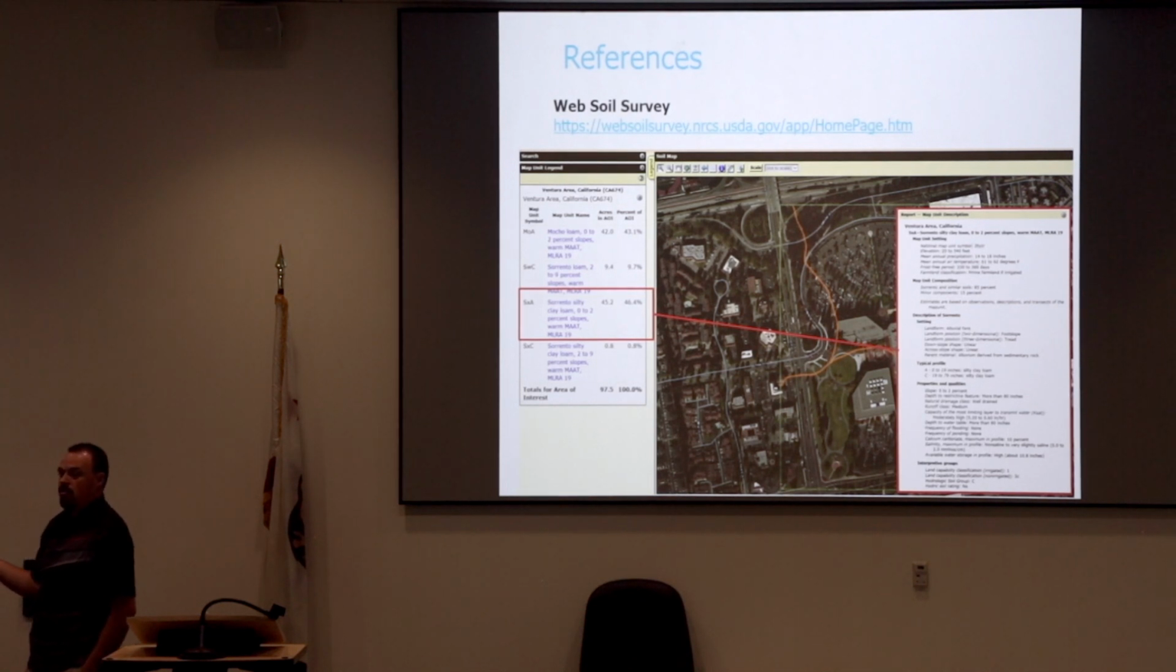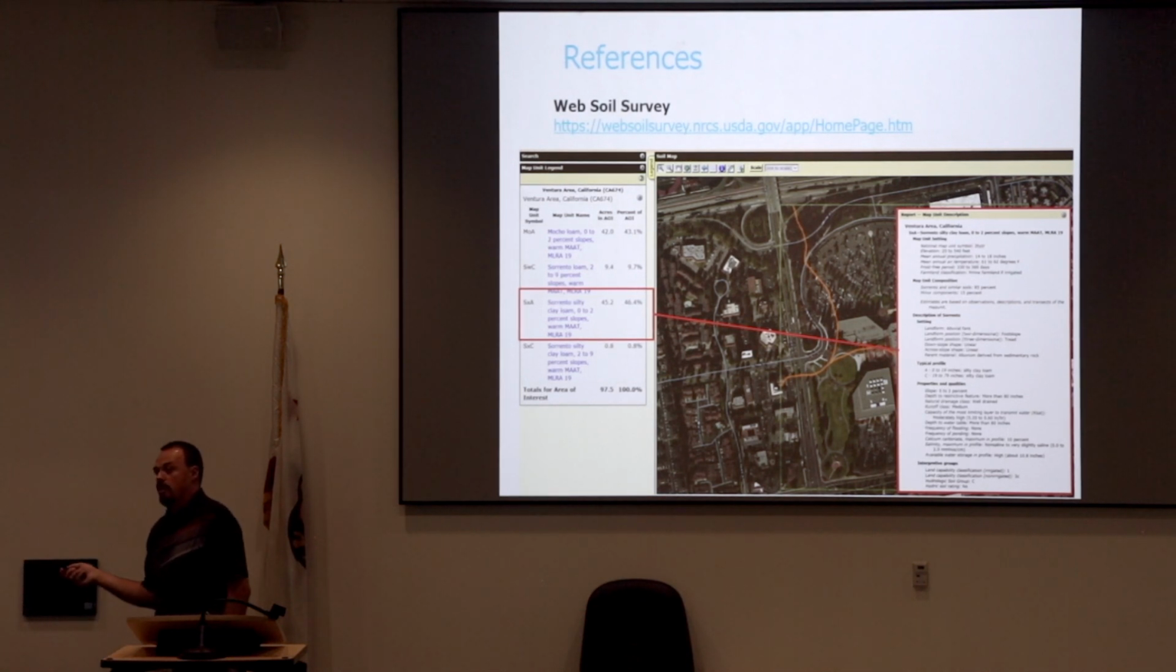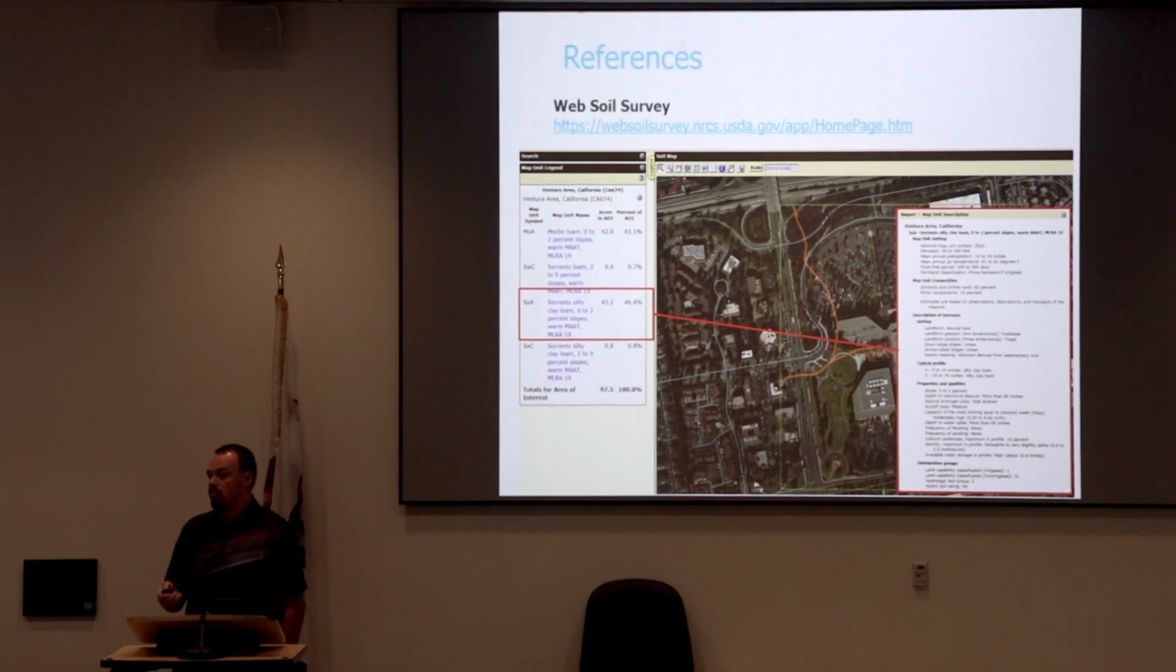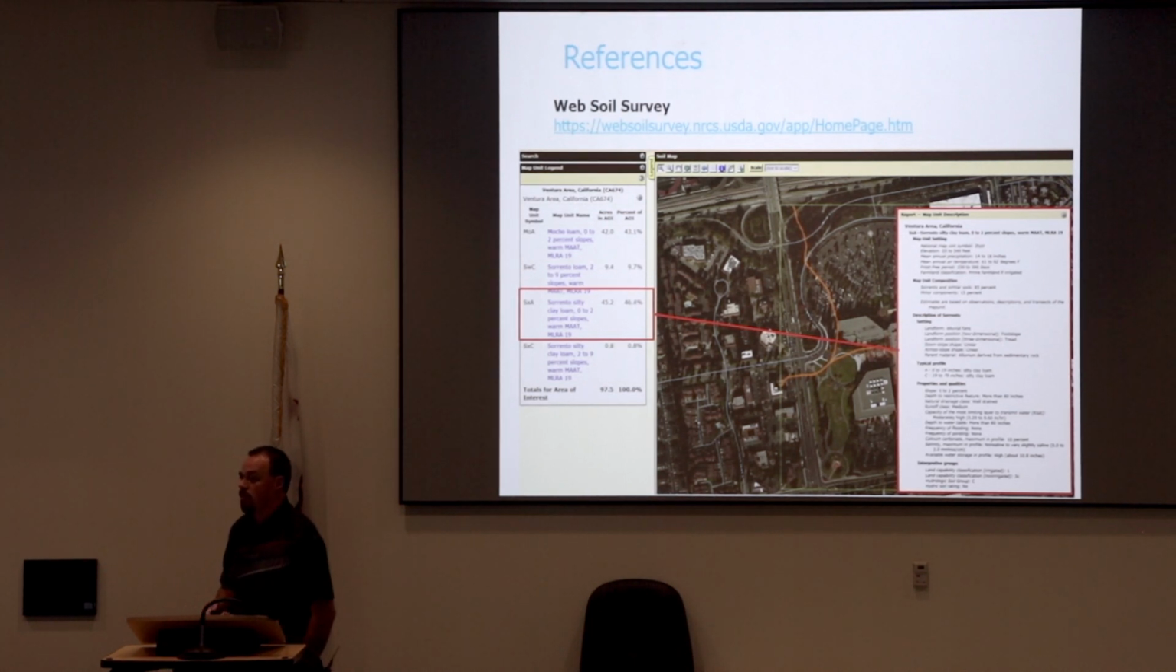They do have that in there, so you can get a general idea of whether I am going to be able to infiltrate. Again, all conceptual, but it doesn't hurt to have more information up front to make your decisions as to what BMPs you're going to be selecting.